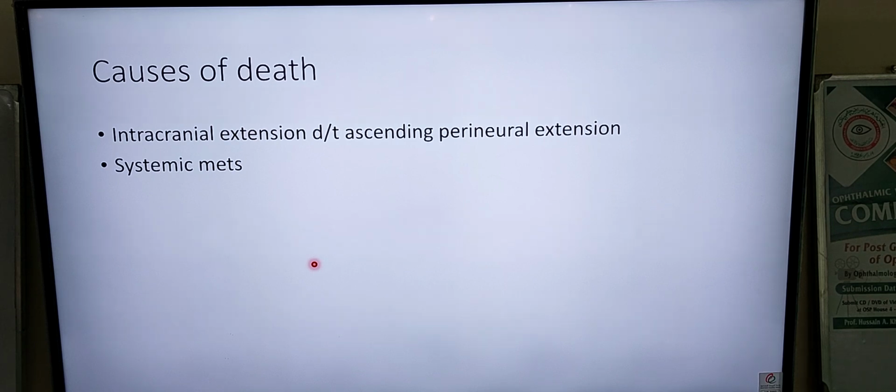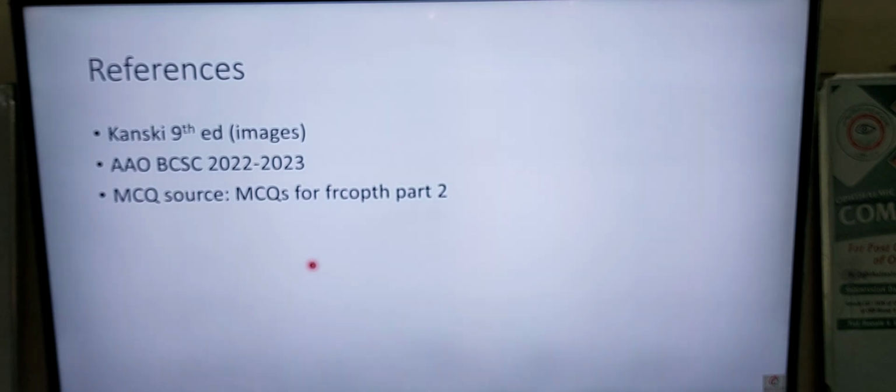This tumor may also lead to death because of its ability to infiltrate posteriorly into the orbit, ultimately entering into the cranial cavity, and systemic metastasis may also lead to complications. Thank you.